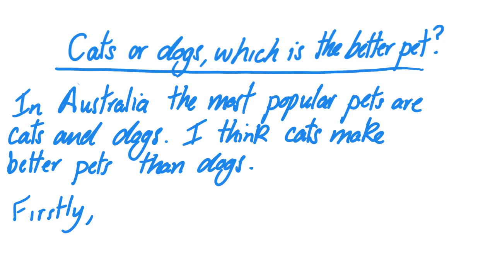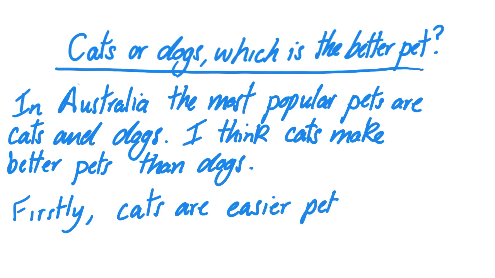Right, we've got our connectives. Now it's time to actually make a statement. What is our point? What do we think? Well, firstly, cats are easier pets to own. I've made it my point.